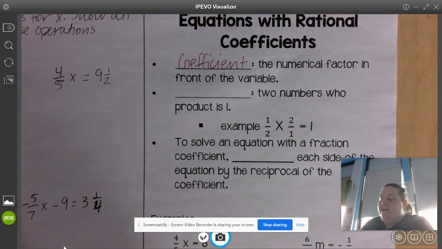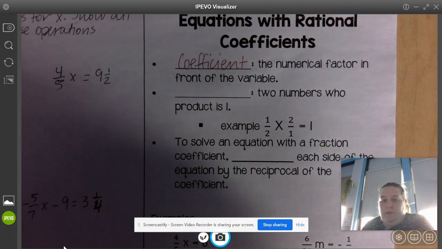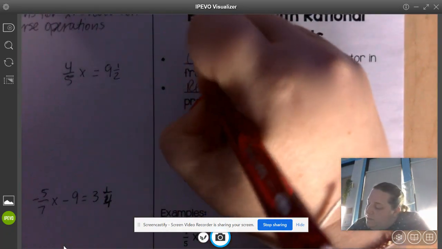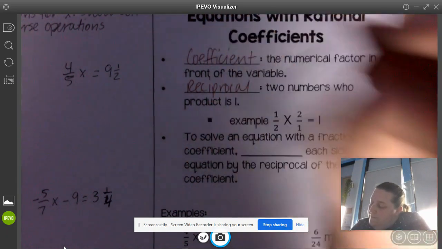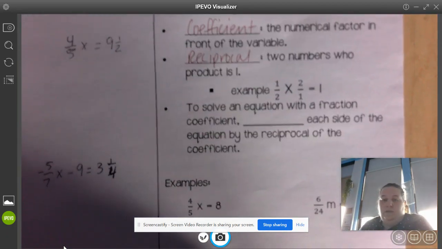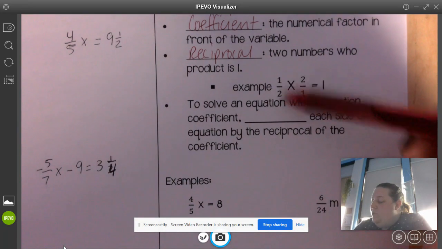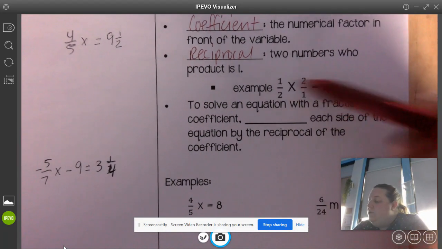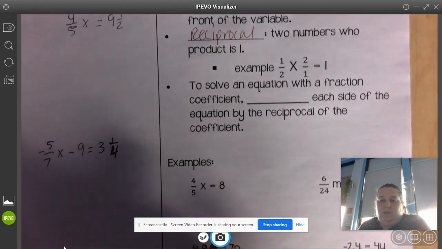The first blank is coefficient. That's the numerical factor in front of a variable. They're being multiplied together. And the next word is reciprocal, and that is two numbers whose product is 1. So for example, if I did 1/2 times 2 over 1, they look like they've been flipped. When you multiply them, they give you an answer of 1.